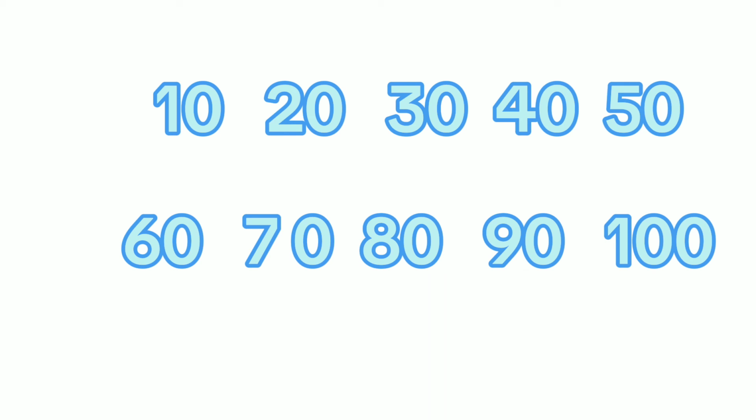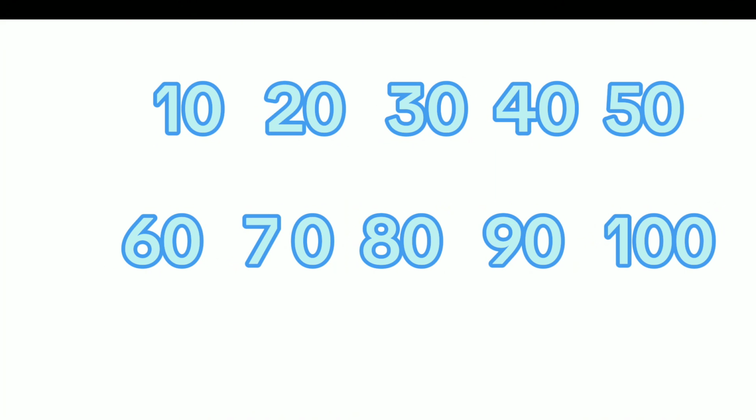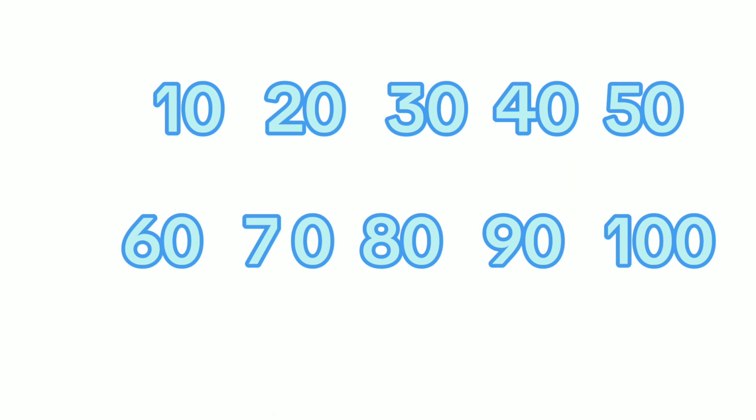We are now going to start from 10 to 100. Let's go. Icumi, makumyabiri, mirongo itatu, mirongo ine, mirongo itanu, mirongo itandatu, mirongo irindwi, mirongo inani, mirongo cyenda, ijana. Repeat more often and focus on spelling.